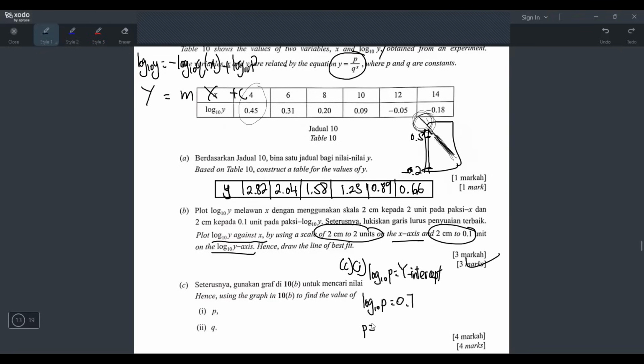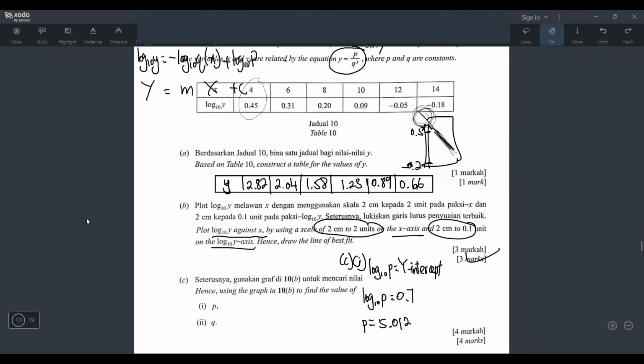So now how to get P? You press shift log 0.7 or 10 power 0.7. You will get the same answer. So what do you get? Let's write four significant figures, 5.012. Actually, it's 5.01 and then 18, so I round off, becomes 5.012. Okay. Now, what is the next one? Next one is to find the Q, right? So how to find Q?